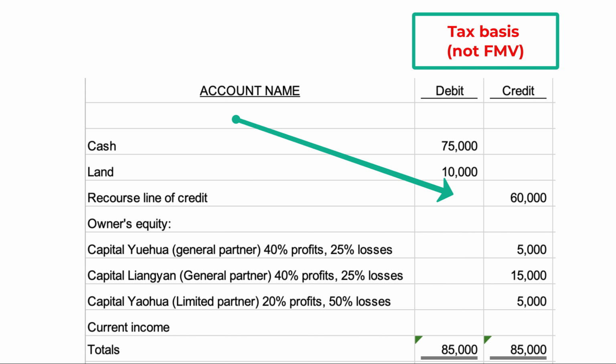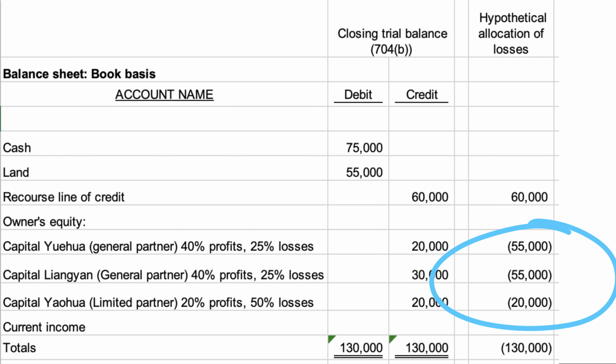In this example, we have cash and land with a total of $130,000 fair market value. Pretend that the cash and land go up in smoke and disappear completely. This creates a fair market value economic loss of $130,000. And if we were to create a fair market value journal entry, it would look like this. Next, we would allocate the loss to the partners' fair market value capital accounts.